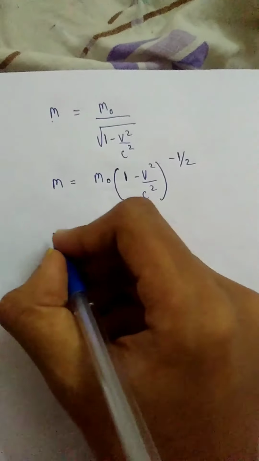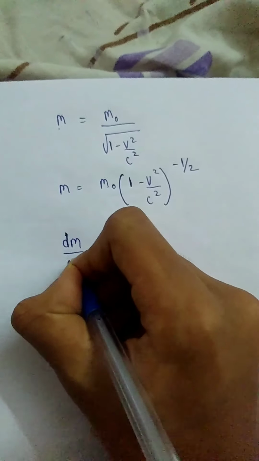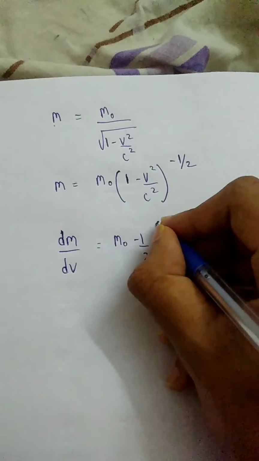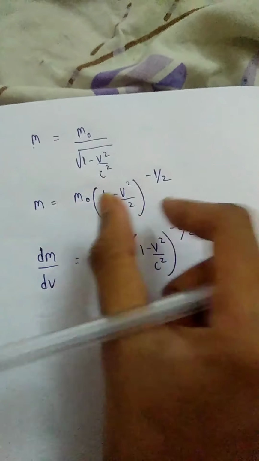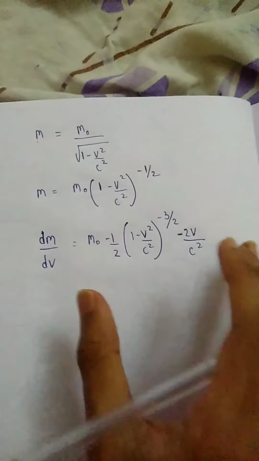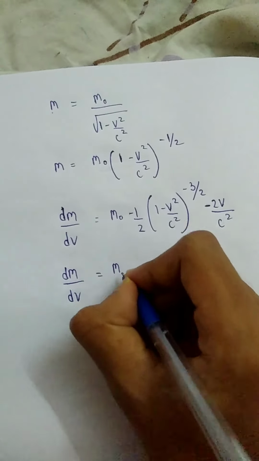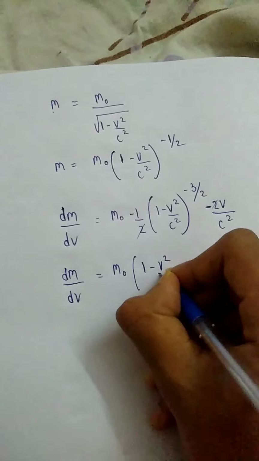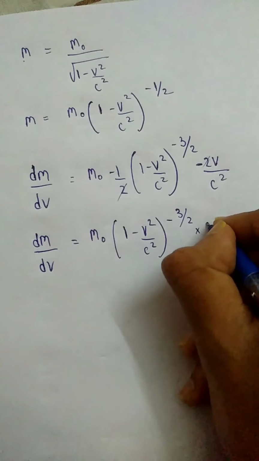Then we are differentiating m with respect to v. dm by dv equals m naught, which remains constant, this power comes here, 1 by 2 into (1 minus v square by c square) power minus 3 by 2, and differentiating the inner part of this bracket we get minus 2v by c square, as c square is a constant. So on rearranging, the minus minus cancels and 2 also cancels, so we can simply write m naught into (1 minus v square by c square) power minus 3 by 2 into v by c square.